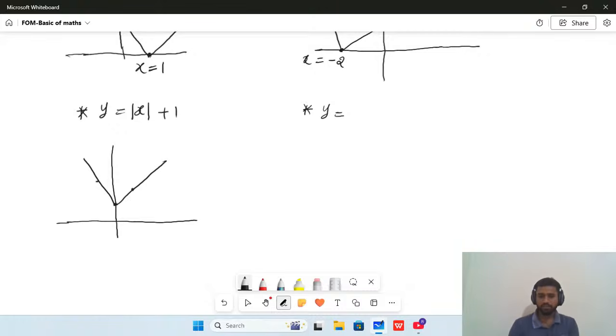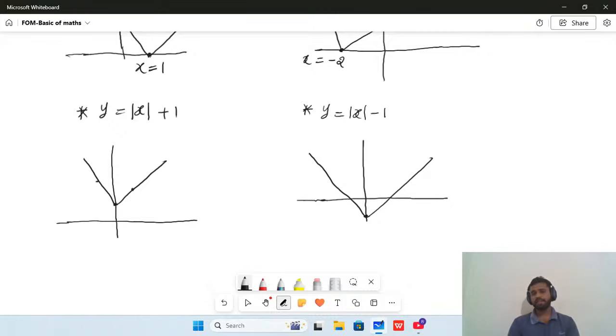One more graph we will see, which is y equals mod x minus 1. How to draw the graph of y equals mod x minus 1? If we give x value as 0, the y value will be minus 1. So the vertex will be at 0 comma minus 1, and the right side will extend like this and the left side also, a V-shaped graph symmetrical about the y-axis, since it is an even function.